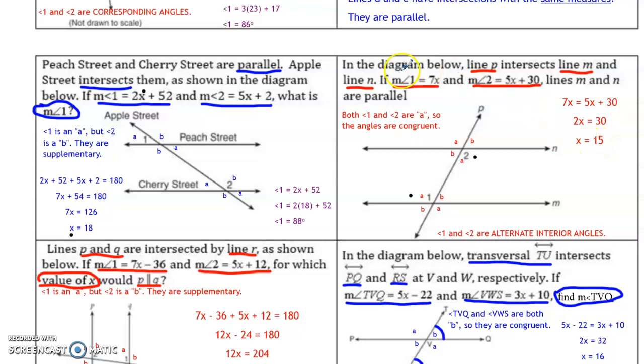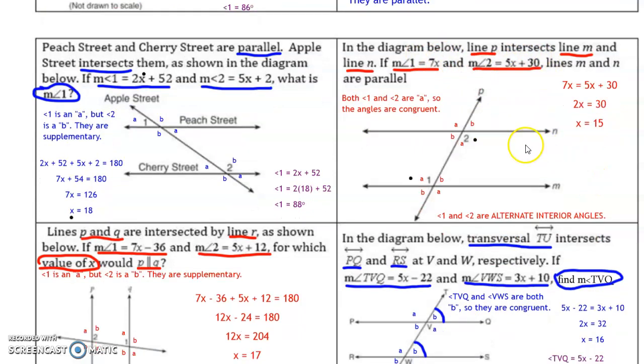If I was trying to find the measure of angle 1 and the measure of angle 2, I would substitute x into this expression, so 7 times 15, whatever that happens to be. 15, 30, 45, 60, 75, 90, 105. 105 would be this one, and 105 would be this one as well.